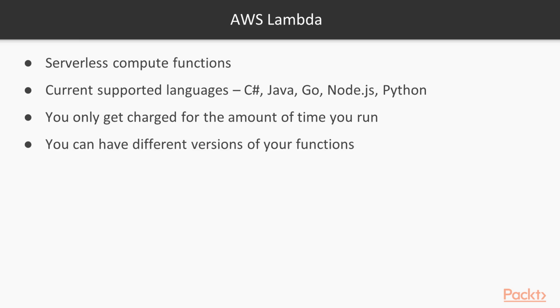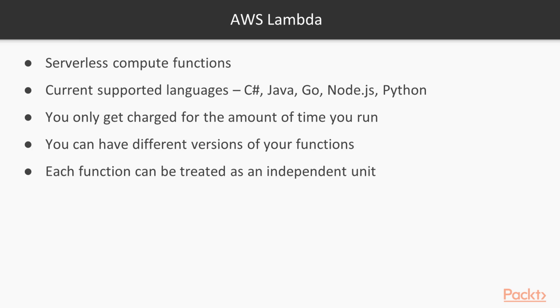Now you can have different versions for your functions, and this is important. If you have a service as a function, you can then use different versions of your services by having different versions of your functions. Each function can be treated as an independent unit. That's important. From the microservices pattern architecture, independent units for your different services, that's what's important.